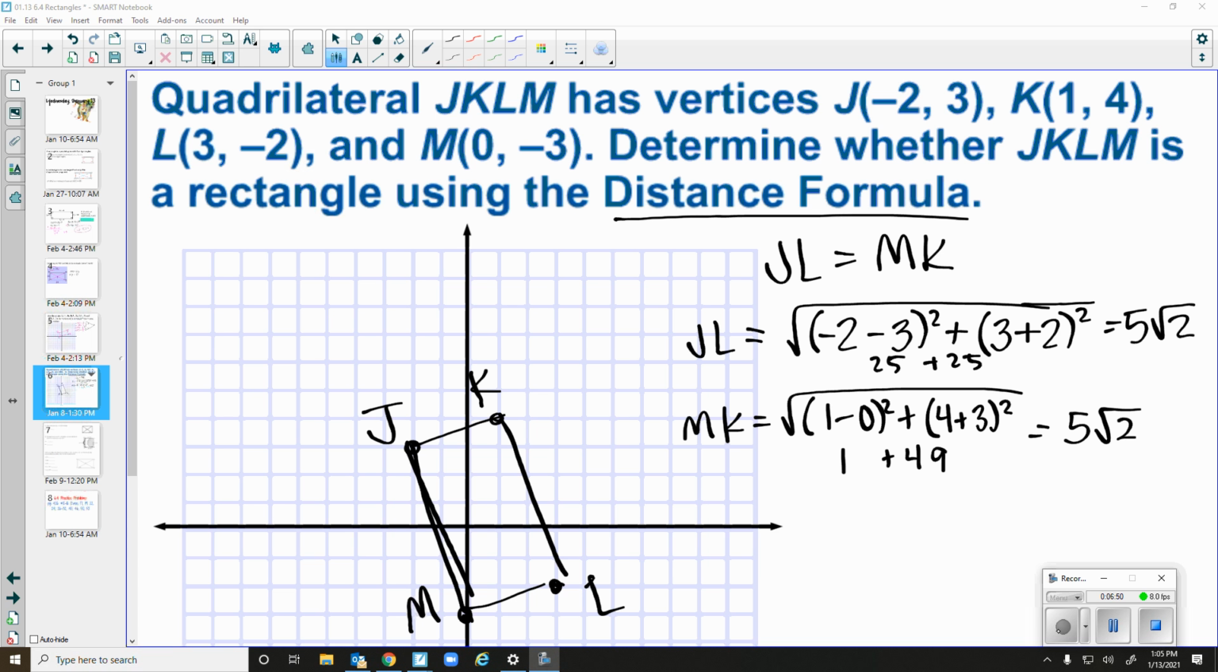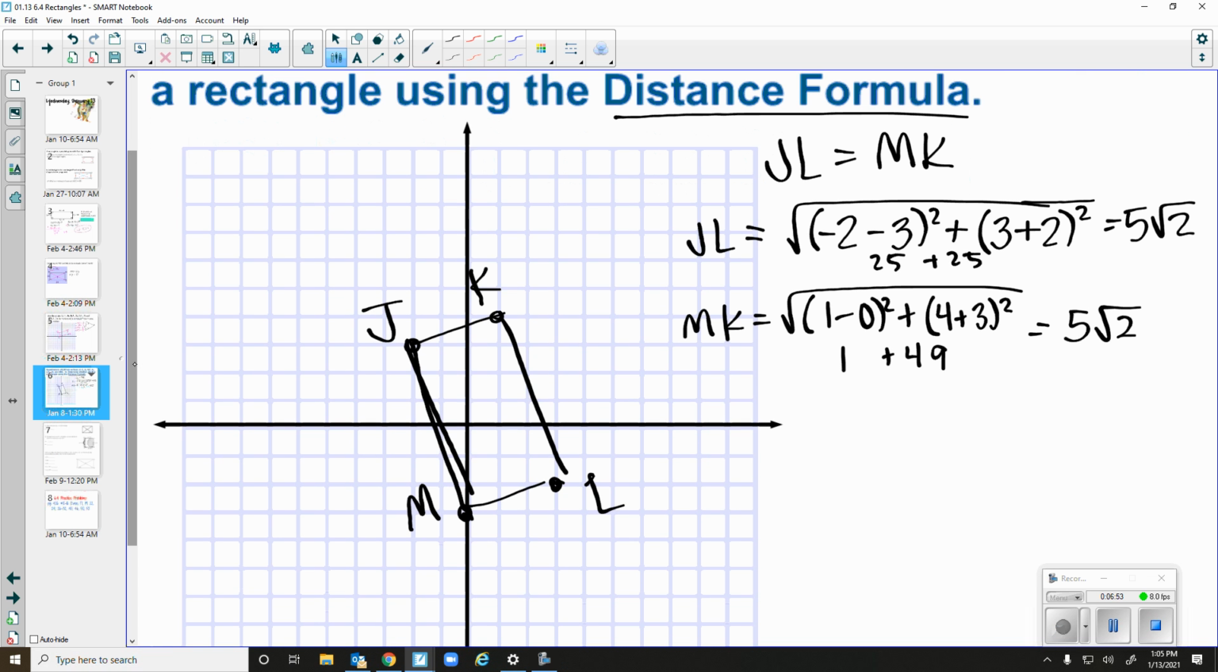I'm not going to make us do it now. But what we would also need to prove, if all we were using was the distance formula, is that JK is equal to ML and JN is equal to KL. That would further clarify that it's also a parallelogram, which would take away the isosceles trapezoid option. And it would also show that all the sides aren't congruent, so it's not a square either.